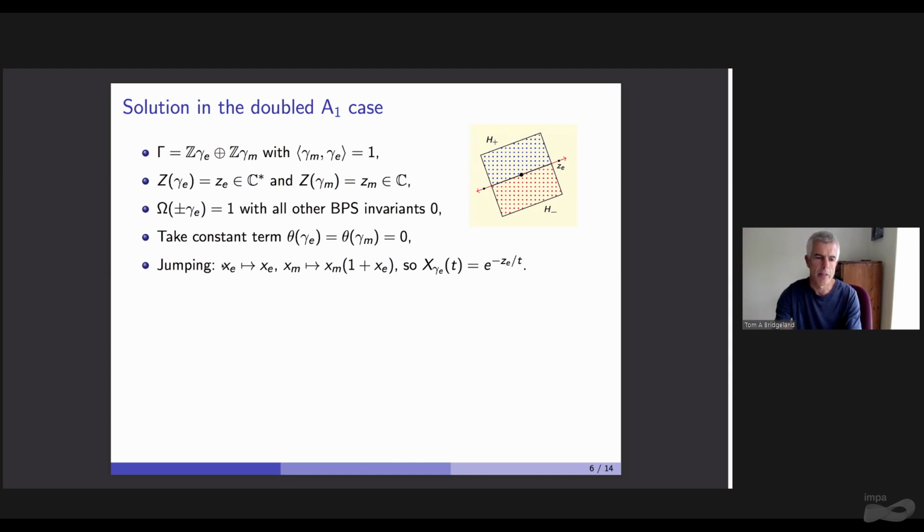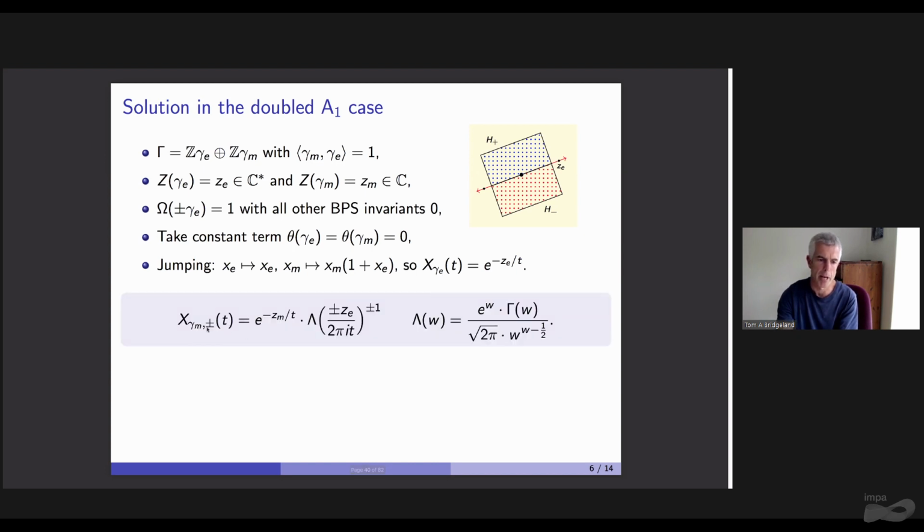Okay, so the fact that this one doesn't jump at all tells you the solution is that it's just equal to its asymptotics. So it's very easy to see that that's the solution of the Riemann-Hilbert problem as far as the character gamma E goes.